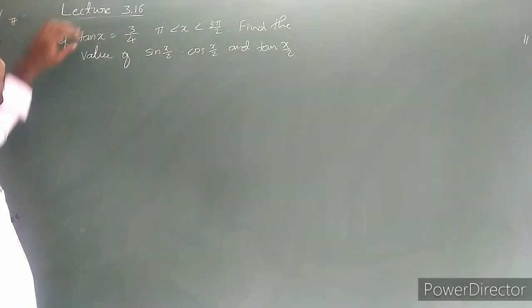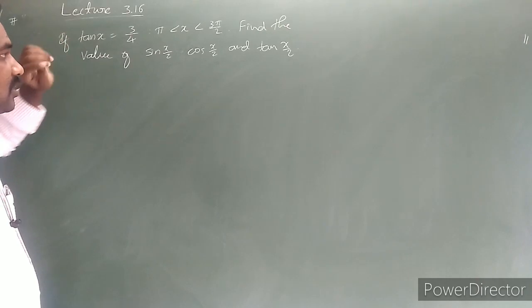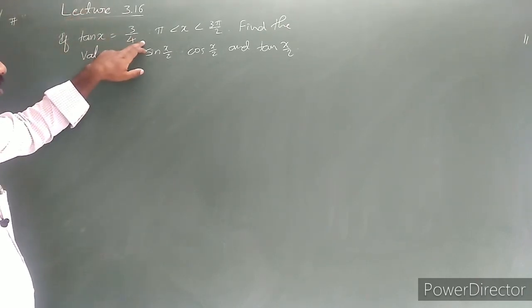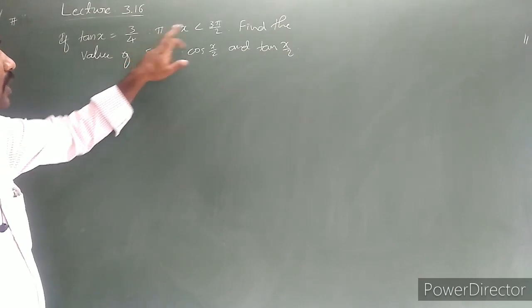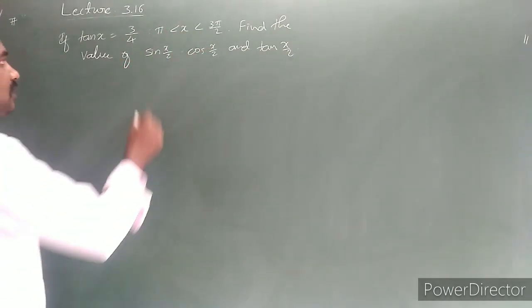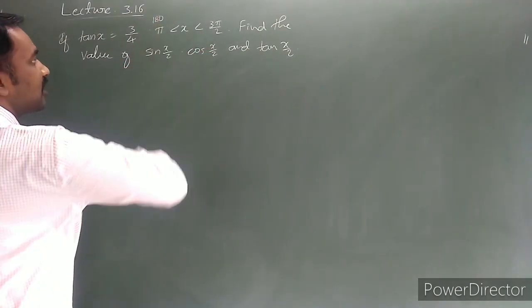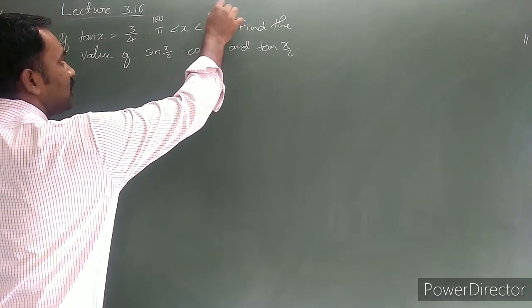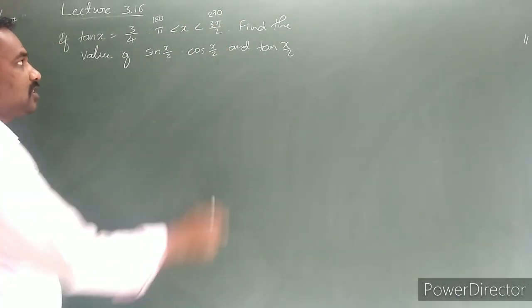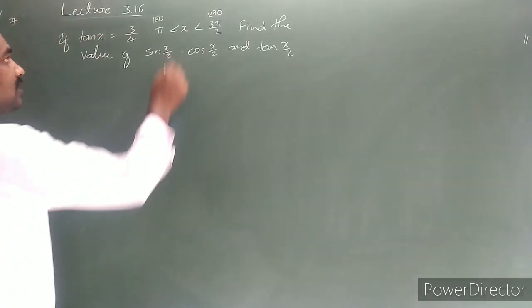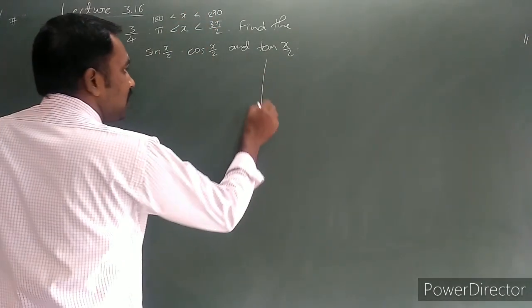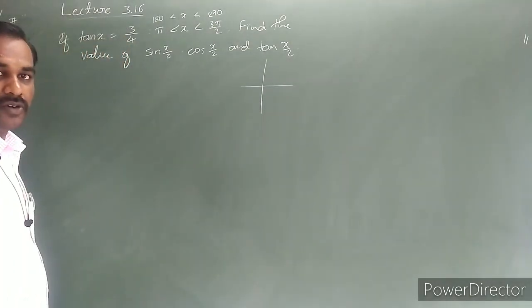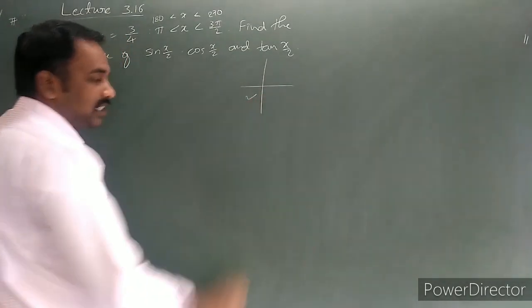Okay. Here tan x is equal to 3 by 4. Some angle x has tan of that value, and x lies in between pi and 3 pi by 2. What is meant by pi? Pi is nothing but 180 degrees. Pi by 2 is 90, so 3 pi by 2 is 270. So x lies in between 180 and 270. 180 to 270 is nothing but which quadrant? It lies in the third quadrant.